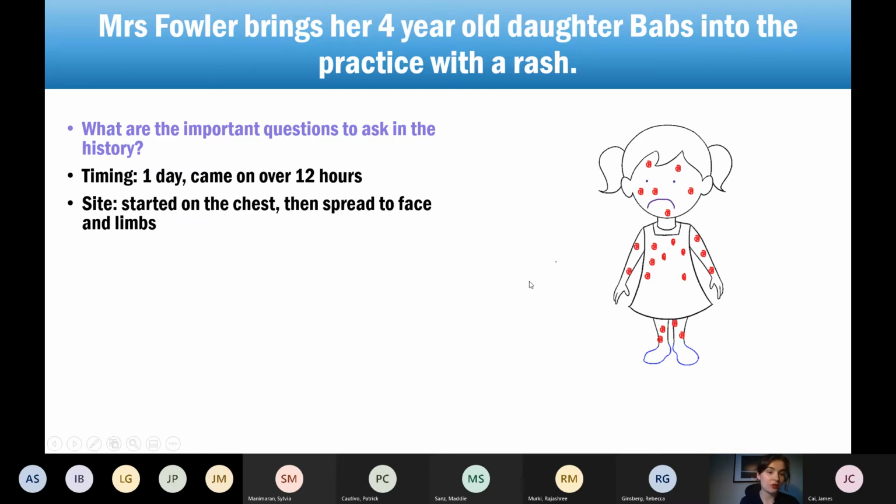So ask her worries and her concerns. Have they had it before is a good one, which I just don't think I wrote down. And yeah, has it changed over time? So these are all really good questions.